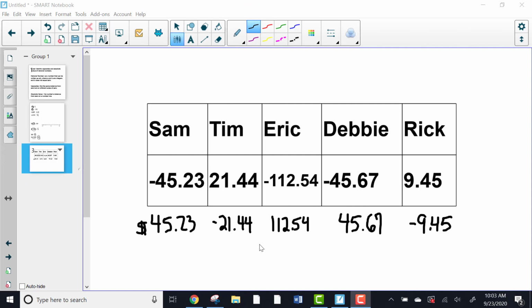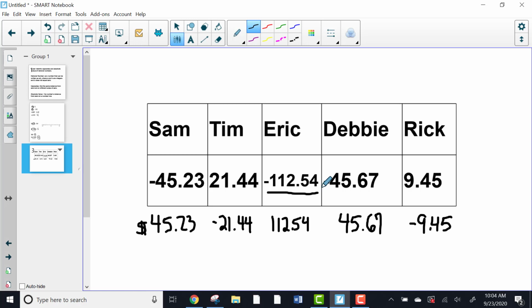Now let's take a look at some examples of absolute value when we're thinking about an account balance and those types of things. So if we were to take a look at which person has a balance that is the furthest distance away from 0, we could see that Eric has the balance that's the furthest distance away from 0, and we can see it's $112.54 away from a 0 balance. Okay, so we think about that with absolute value. Negative 112 and 54 hundredths, absolute value of that would be 112 and 54 hundredths.